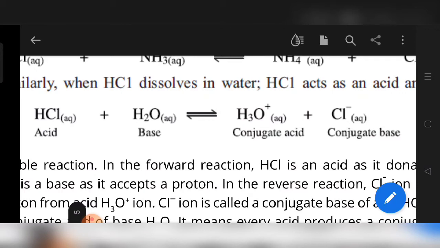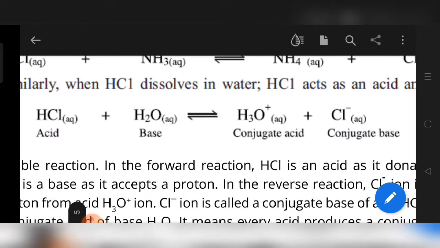Now after accepting a proton, water will convert into an acid. Almost temporarily it can act as an acid, and we can say that after donating a proton, the chloride ion can act as a base because it now has the ability to accept a proton. So this is what is called conjugate acid and conjugate base.